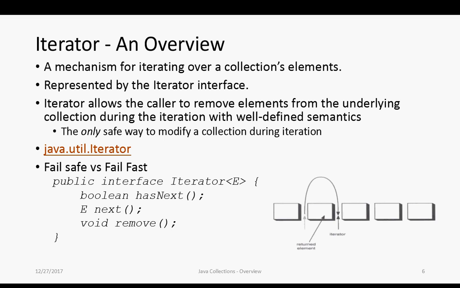Iterators mainly reside in java.util, and there are two types of iterators: fail-safe and fail-fast. A fail-safe iterator is one that works on a copy of the collection. So what happens is you can add or remove elements while iterating, or another thread can be adding and removing elements in the same collection.